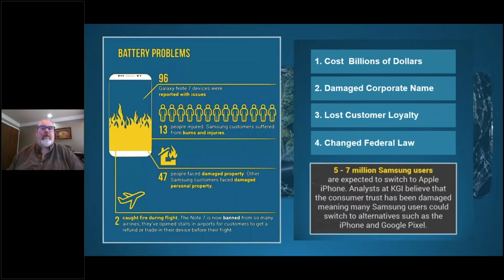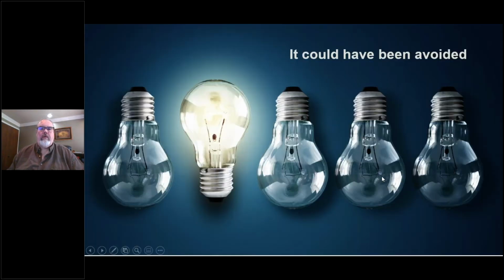The other thing that really hurt, the estimates were 5 to 7 million Samsung users would be switching to iPhone or the Google Pixels. So they lost customers too. Very expensive recall. But it could have been avoided.